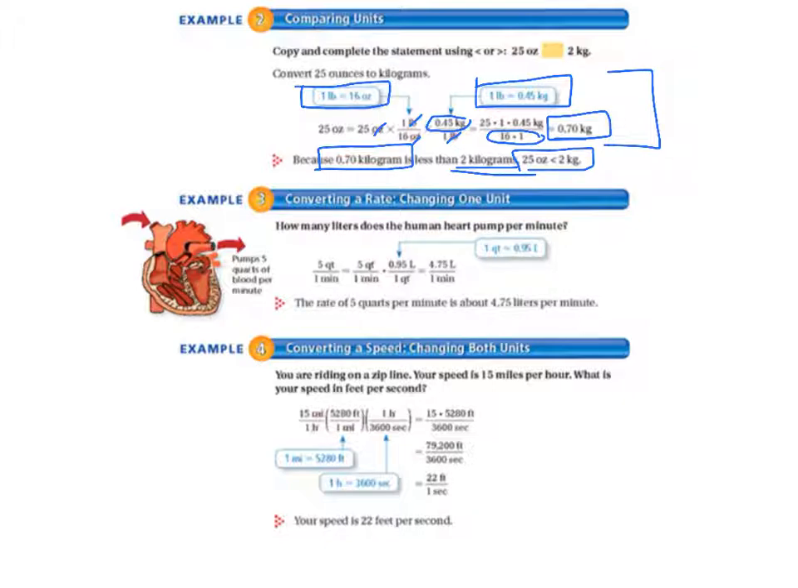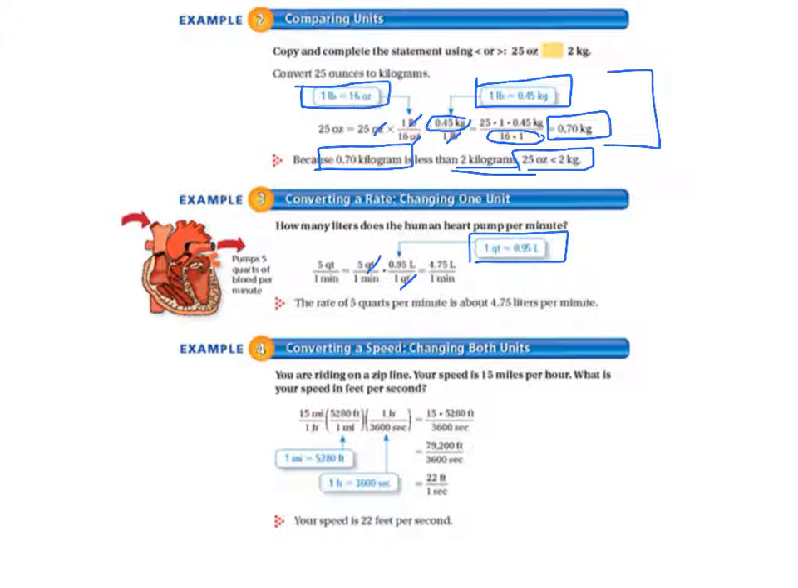Converting a rate, we're going to change 1 unit. So how many liters does the human heart pump per minute? So we have 5 quarts per minute is approximately equal to, and we are going to change the quarts to liters. So we've got our 5 quarts per minute, and we're putting the quarts diagonal to each other, and that puts the liters on top. And so we still have the minutes kind of hanging out down there on the bottom.